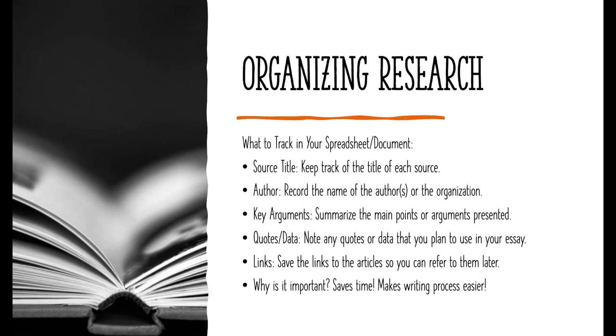Key arguments. Summarize the main points or arguments from each source. This makes it easy to reference and understand the information without having to go back to the full article every time. Quotes or data. Note any important quotes or data you plan to use in your paper. This helps you pull the relevant information quickly when writing. Links. Save the links to the articles or sources so you can refer to them later. It's a simple way to ensure you can easily access your sources when needed.